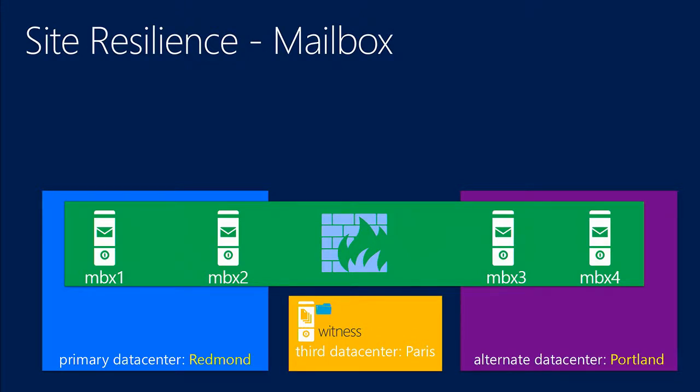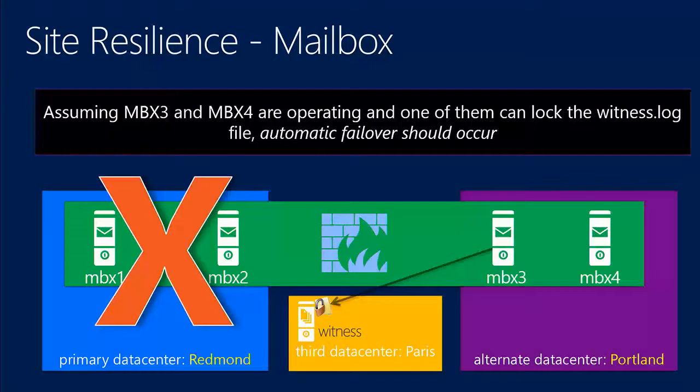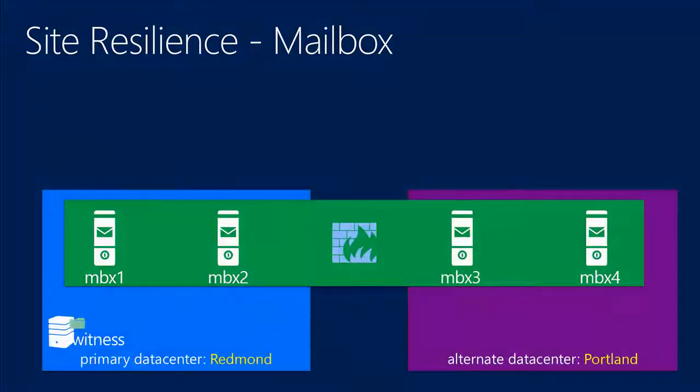All right, so what happens if we lose our primary data center? Well, in this case, I've got a third data center, and the witness server is completely isolated from that failure. And as long as 3 or 4 have connectivity and one of them can lock the witness server, then you should achieve what we would call a data center failover from your DAG's perspective. Okay? Again, you need 3 data centers to do this. If you don't have 3 data centers, the experience is still a lot better than what we had in 2010.